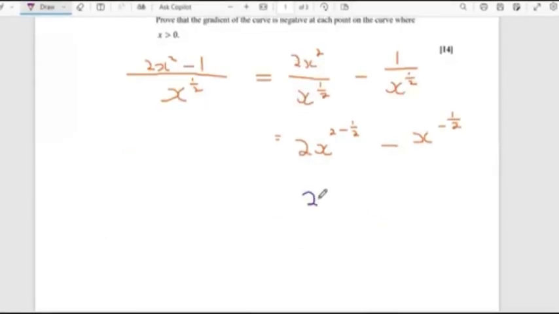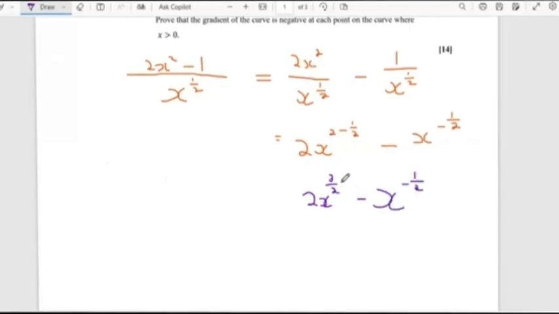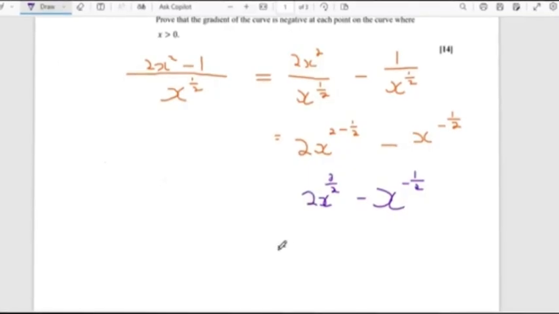So this is going to be the same as 2x to the power 3 over 2, minus x to the power negative a half. Now from here, let us derive this. So I'm going to take this exponent and multiply it by this 2. So it's going to be 2 multiplied by 3 over 2, and this is going to be equal to 3. From there, I need to subtract 1 from this exponent. So this is going to be 3x to the power 1 over 2.